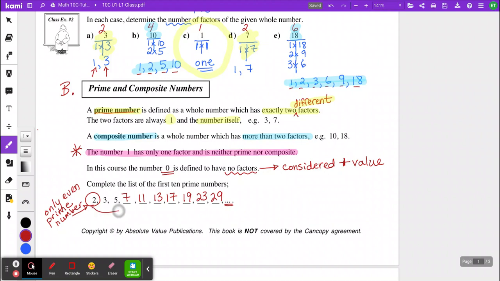Now, what would our range be here? Those are the numbers 2 to 29. So that's where our first 10 prime numbers are. The first 10 are within the numbers 2 to 29. All right, turn your page, please.